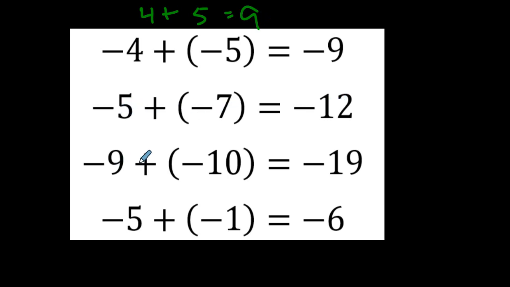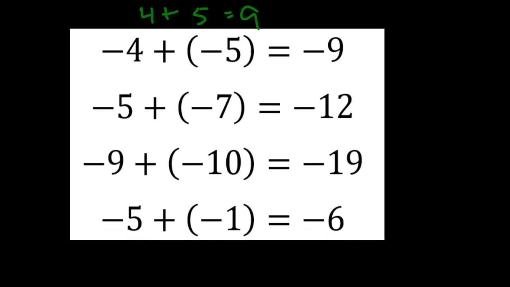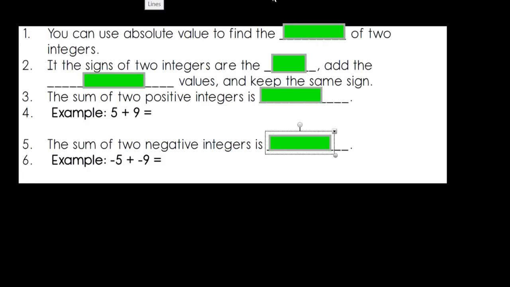So as you can see, especially in light of our integer chips, okay, when we are adding two negative numbers together, we just add the absolute value of both of these numbers. So 4 plus 5, and then put a negative in front of it. -9 plus -10 is -19, because 9 plus 10 is 19, and you put a negative in front of it. So let's formalize that into words.